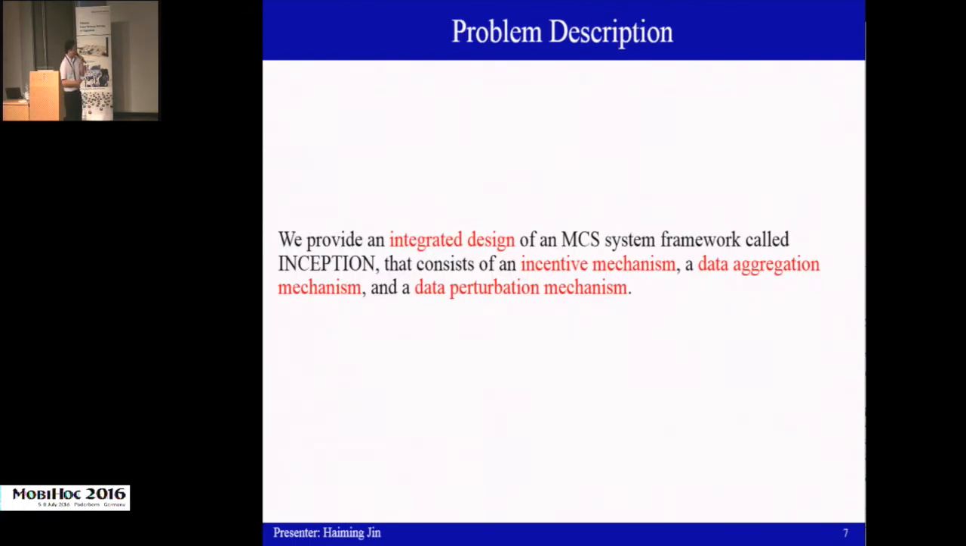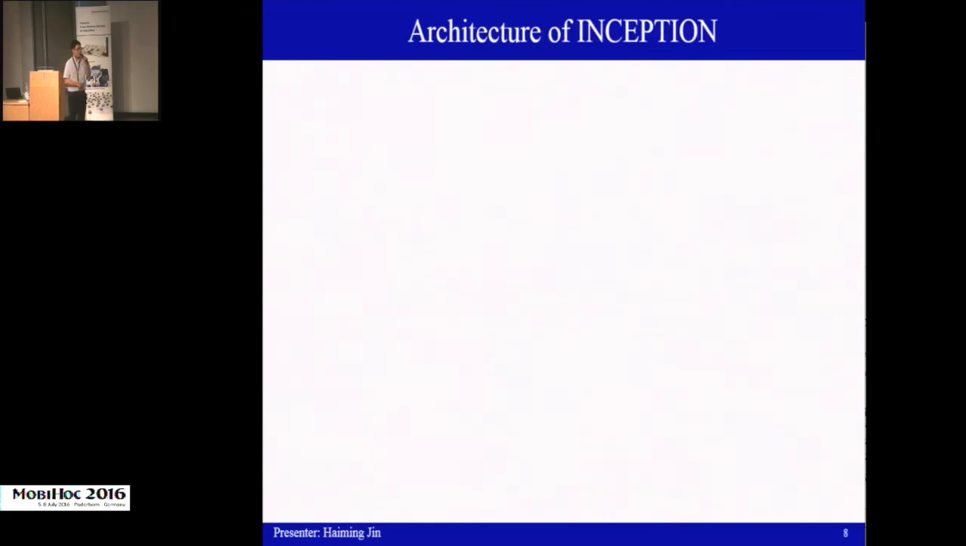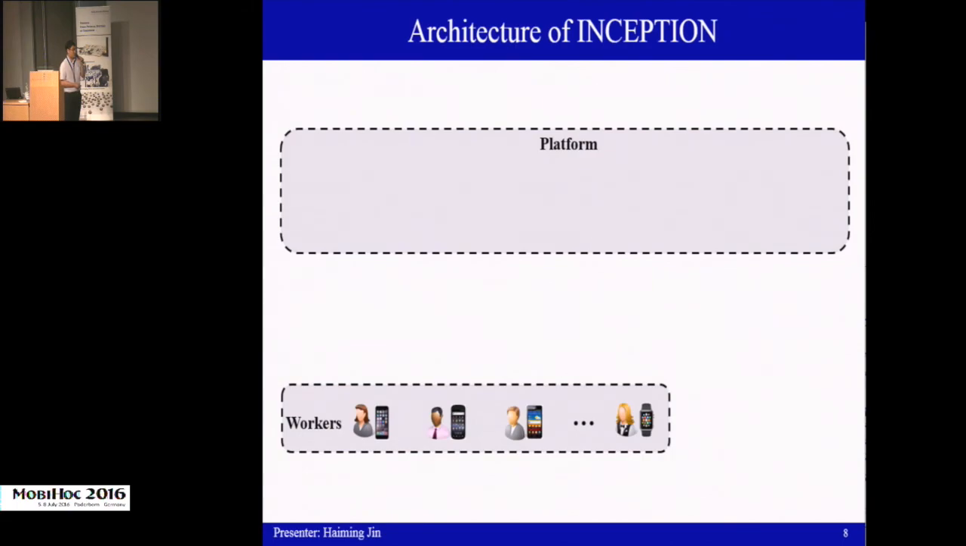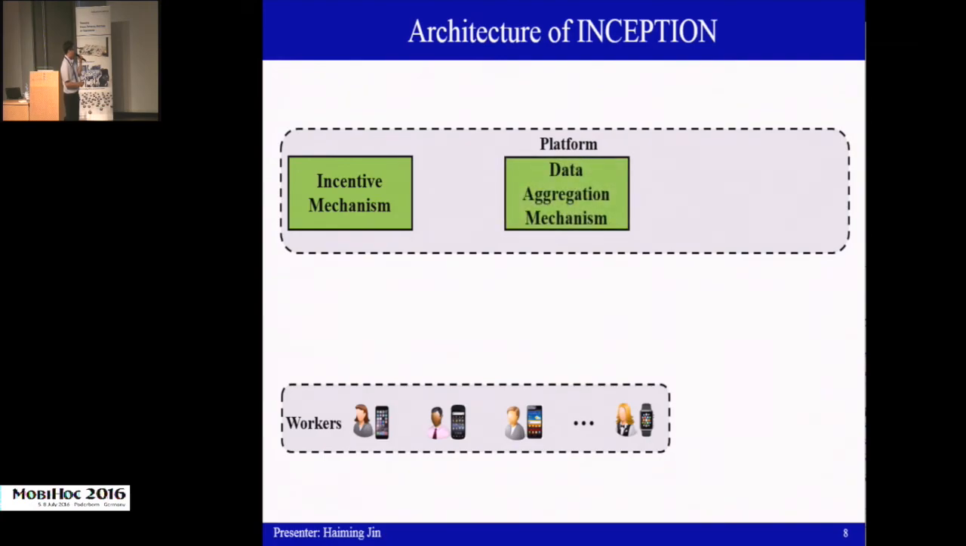Therefore, in this work, we provide an integrated design of a mobile crowd sensing system framework called INCEPTION that consists of an incentive, a data aggregation, and a data perturbation mechanism. The framework of INCEPTION consists of a platform and a set of participating workers. The platform consists of three components, including the incentive mechanism, data aggregation mechanism, and also data perturbation mechanism, as mentioned before. So the workflow of our INCEPTION framework goes as follows.